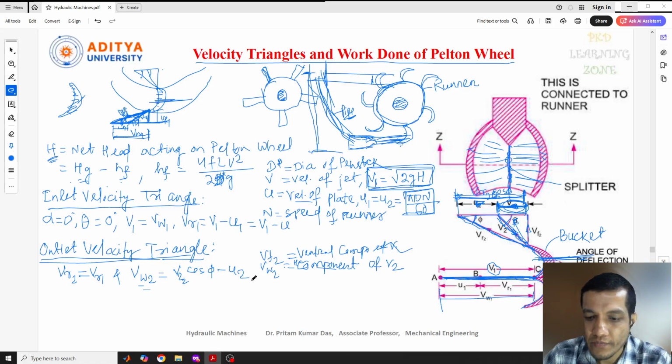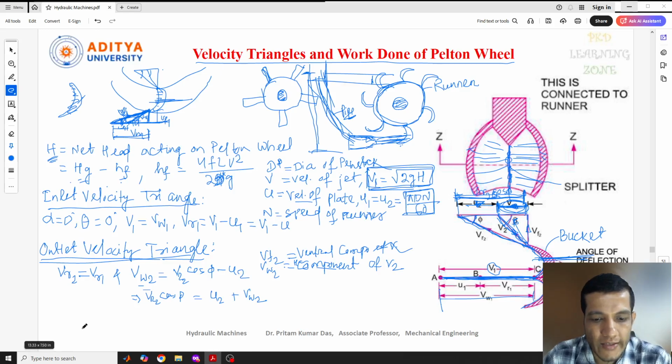Now, similarly, VR2 I have already written here, and the same thing I can write in terms of VR2: VR2 cos phi equals U2 plus VW2. You can see both are moving in opposite directions. U2 is moving in this direction, VW2 is moving in this direction. Anyway, this is one term.